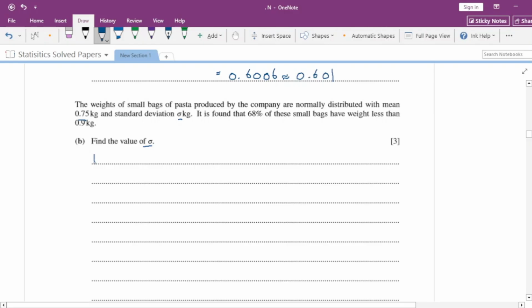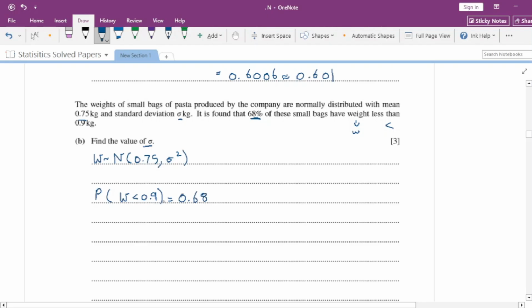Now again, it's best to write the general statement that the weights W of these pasta bags are normally distributed with mean 0.75 and standard deviation sigma. And next you're going to write your statement of probability. What you're going to look for is the probability that W is less than 0.9, as they said the weight is less than 0.9 kg. So that is your probability statement. And from where do you get the probability? Well, this percentage over here is also a probability. So that would be 0.68.